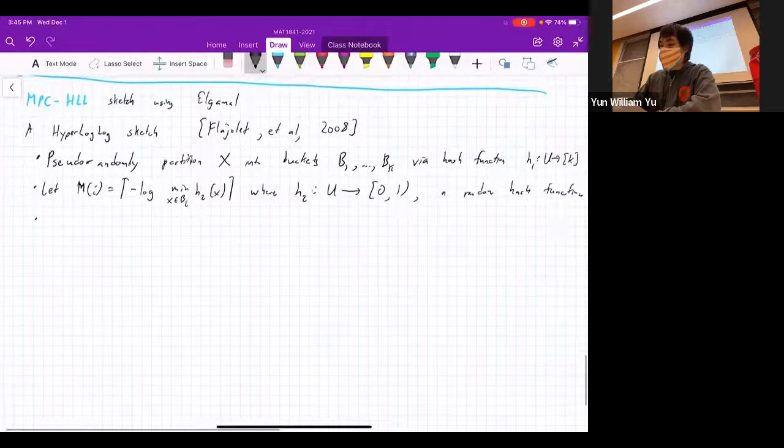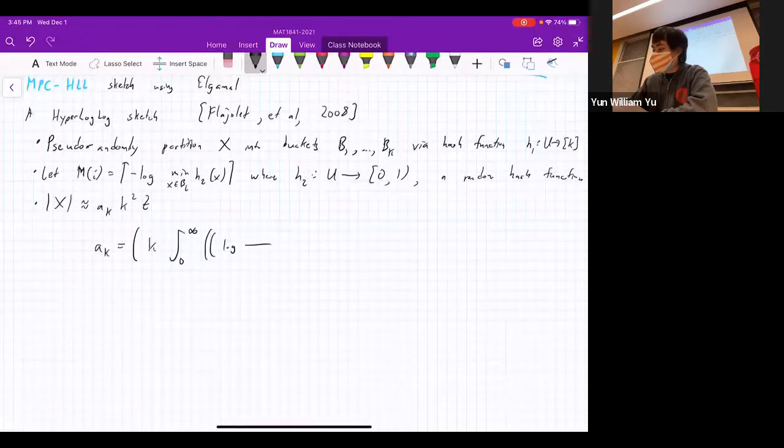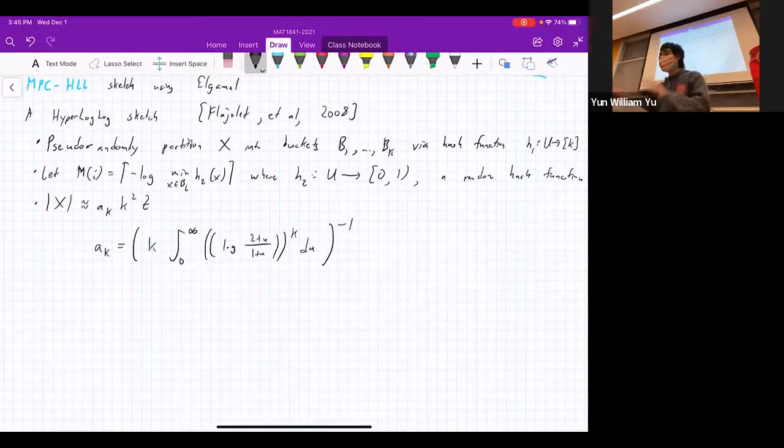Okay, and then the property of HyperLogLog is, of course, that the cardinality of our set is approximately equal to this complicated formula: a_k k squared over Z, where a_k is something complicated. It's equal to k times the integral from 0 to infinity of log base 2 of (2 plus u over 1 plus u) to the k, du, inverse. But note that nowhere in there are our counts. And so these a_k are pre-computed.